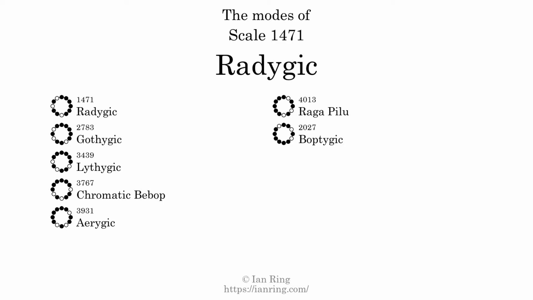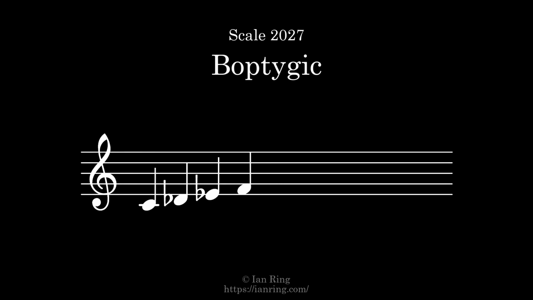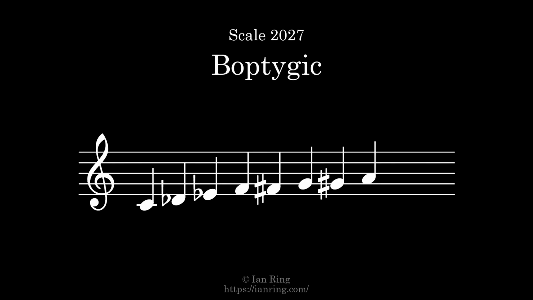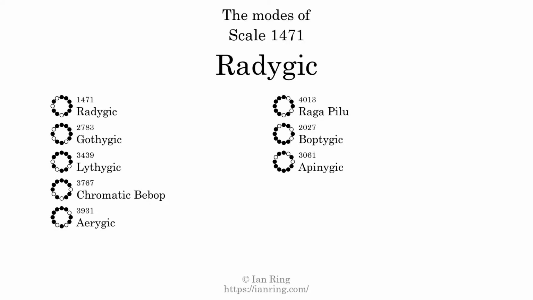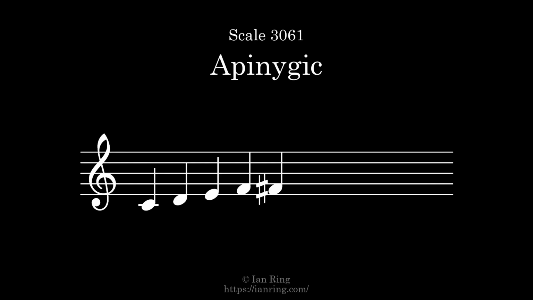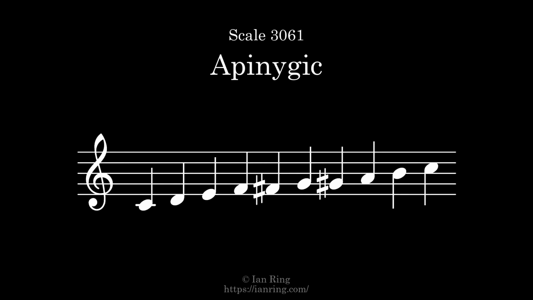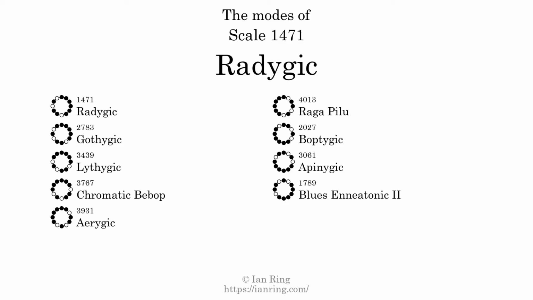The seventh mode is scale 2027, also known as Radygic. It sounds like this. The eighth mode is scale 3061, also known as Radygic. It sounds like this. The ninth and last mode is scale 1789, also known as blues enneatonic 2. It sounds like this.